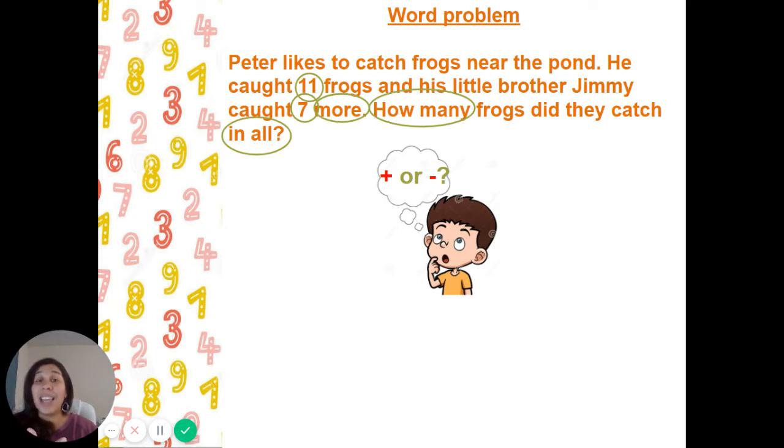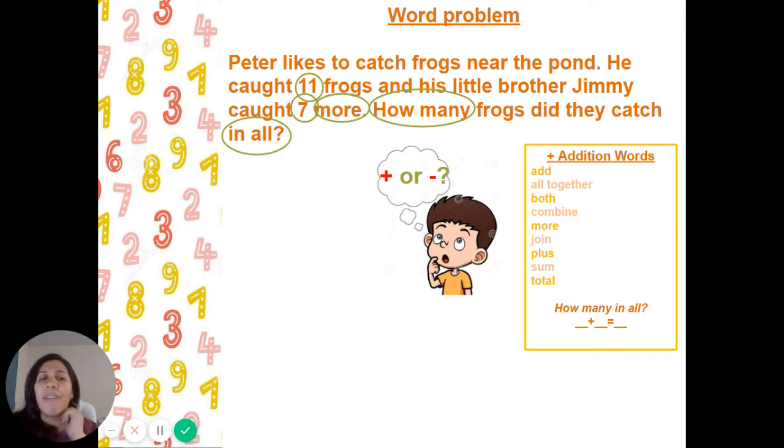I think you're right. But let's make sure. Let's go back to the list to see if you were right. Oh, we have this list of addition words. Let's see. We have the words more. And we also have how many in all. How many in all? Good. So that's for sure. This is an addition problem. So you did very well. Very good job for you.